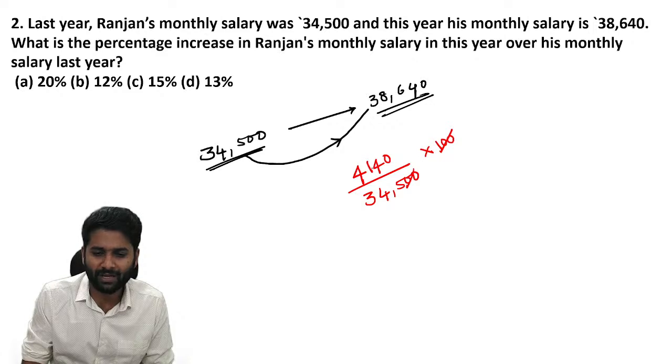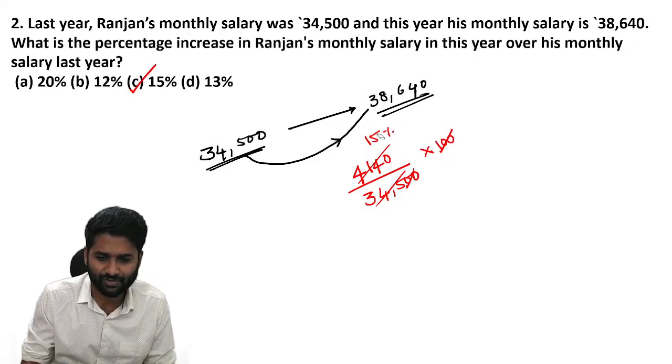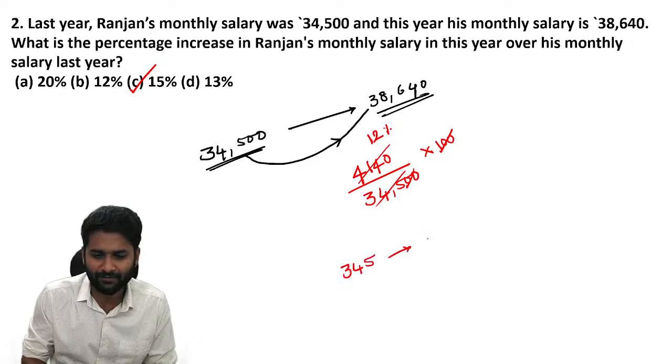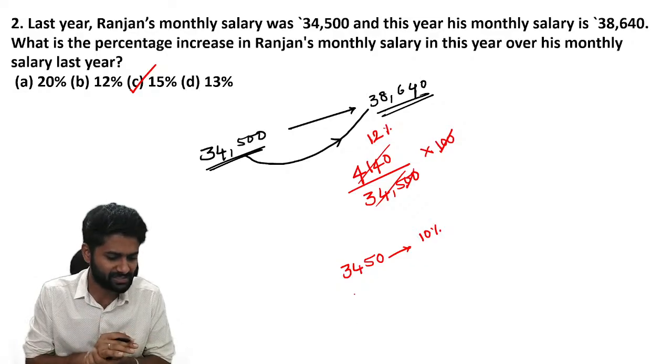So 345 becoming 4,140 is all about 15%. So it increases exactly 15 percent. Sorry, it's 12 percent. Okay, let me help you out with the calculation. See, 345, you know that. If I go through that, 10 percent is all about 3,450. We have multiplied 10 on both sides.